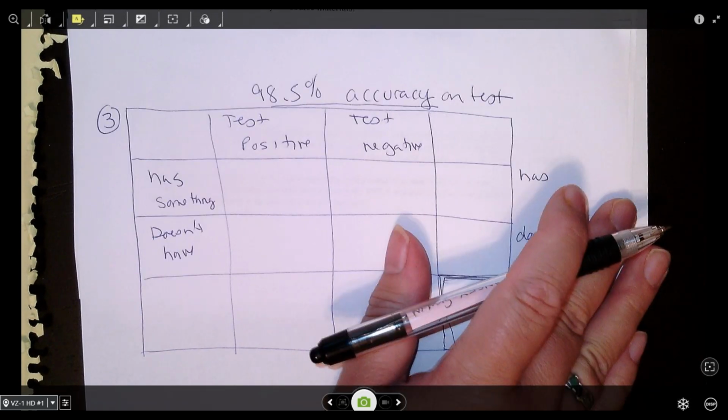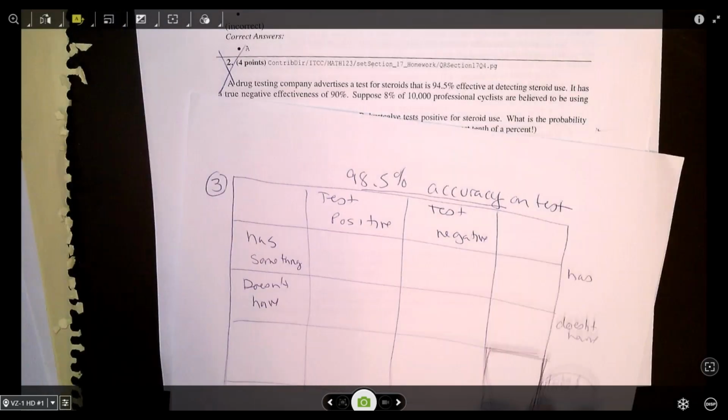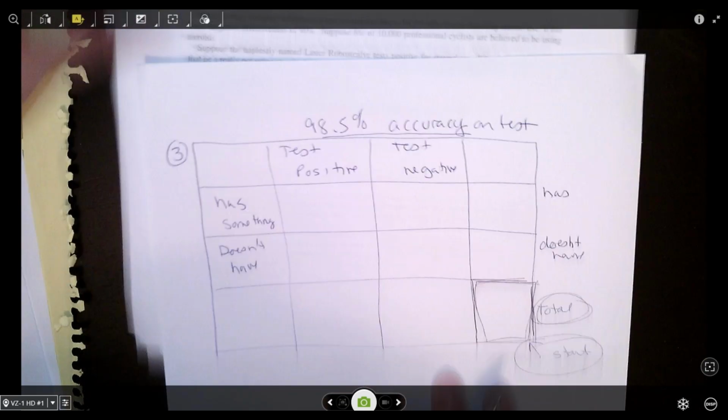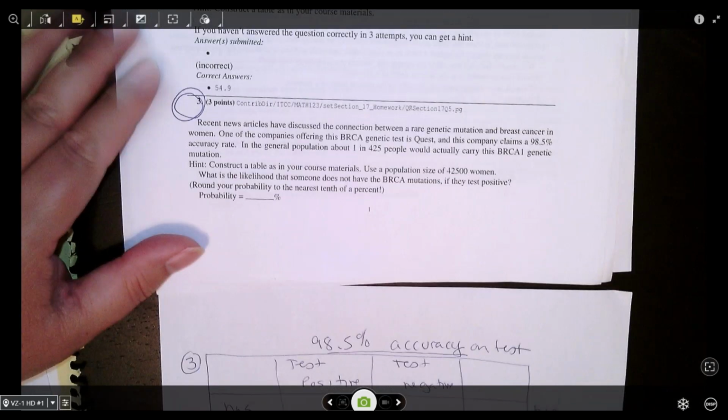All right. And I made this a little too big. You're not going to be able to see it here. Okay. Let's go back to the problem now. And then we'll come back to my chart. We'll get all the information we need.